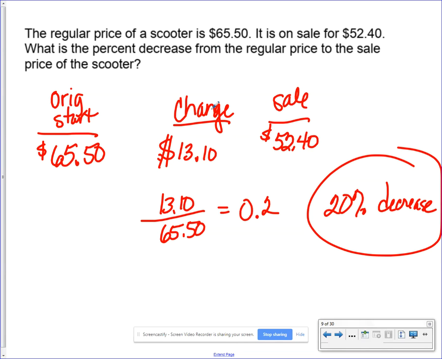This is the sale price that rings up at the register when you go to checkout.